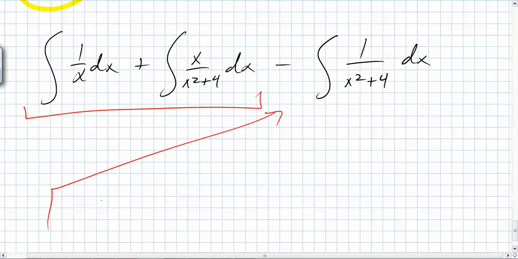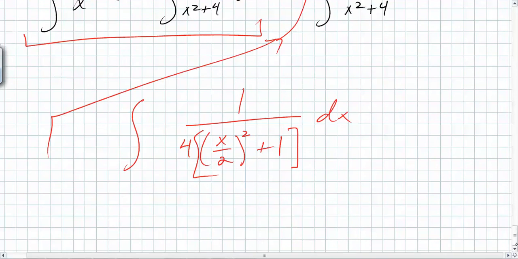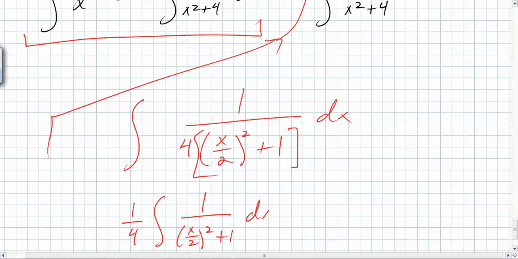I'm really only interested in what's going on with that one, right? How about I do this? Let's say minus, and we'll even ignore the negative for now. Can I do this? Let's say the integral of 1 over 4 times x over 2 squared plus 1. Is that okay? Did I change anything? No, I have 1/4 times 1 over x over 2 squared plus 1 dx, right?